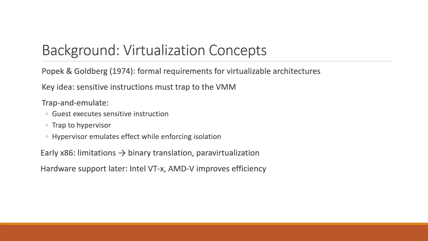Early x86 processors were not designed with virtualization in mind, which forced companies like VMware to rely on techniques such as binary translation. Later, Intel and AMD added hardware virtualization extensions, which are VT-x and AMD-V, and greatly improved performance. These improvements made hypervisors practical and efficient on commodity hardware.